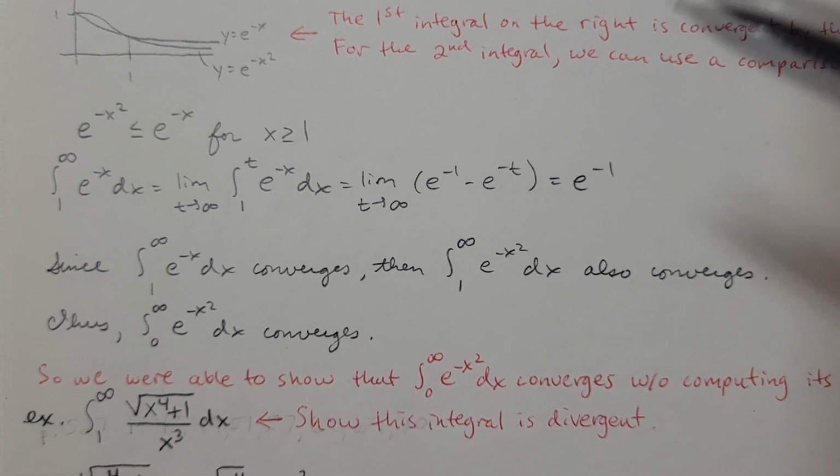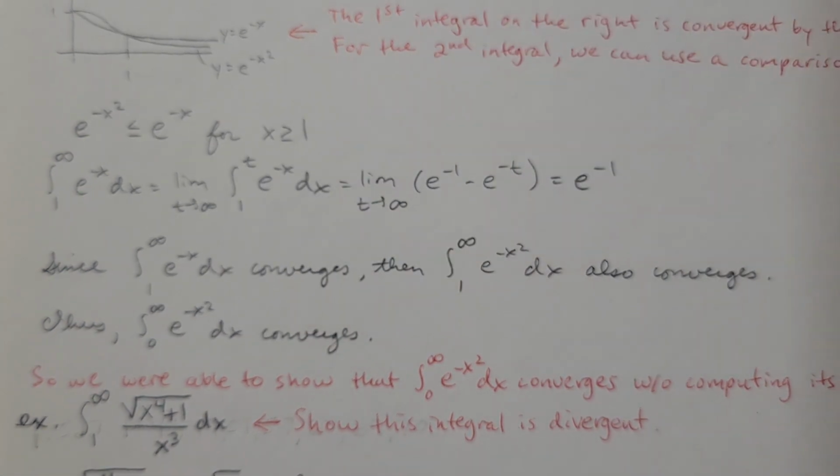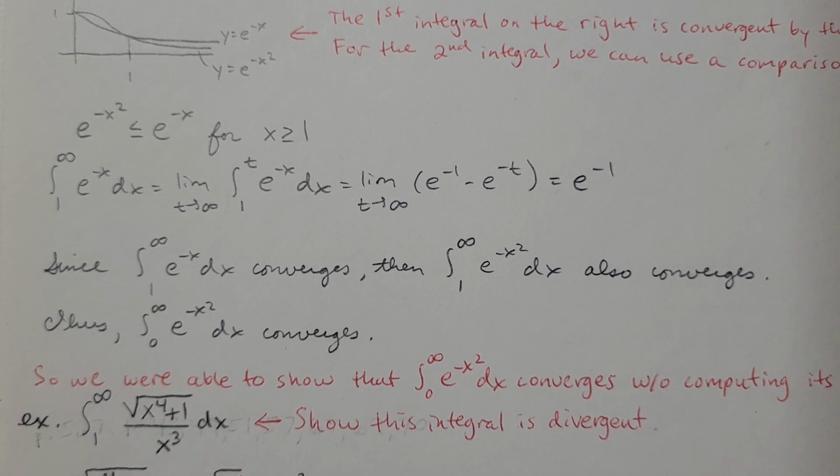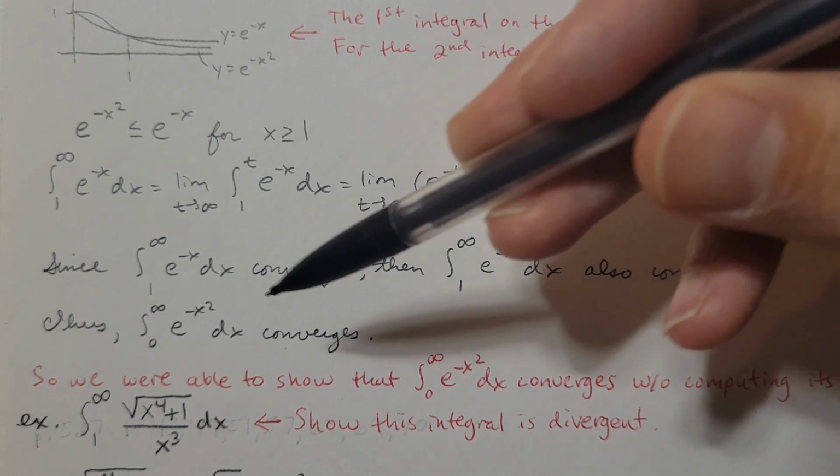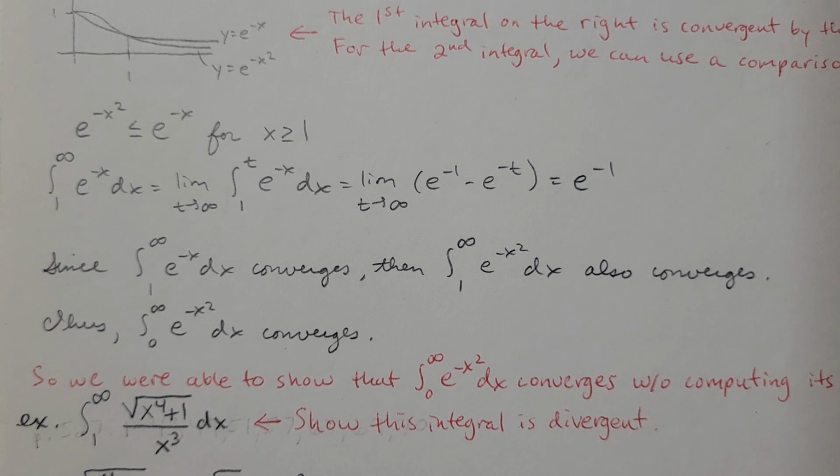Okay, so I showed you that this integral converges, but we didn't find what it converges to, right? That's an impossible problem, okay? Because you can't integrate this function directly. But we still showed that it's a convergent integral, though.